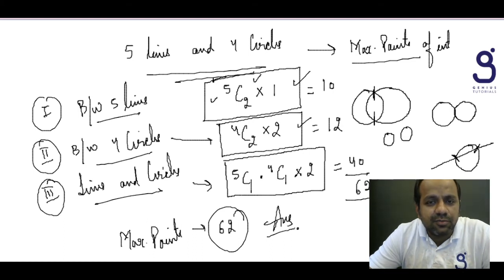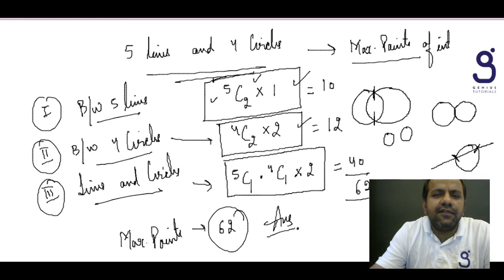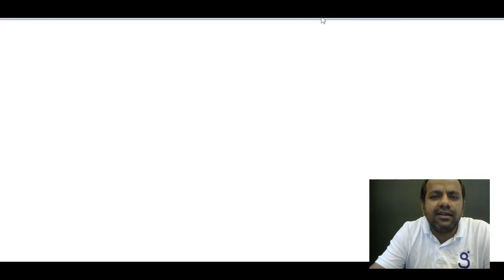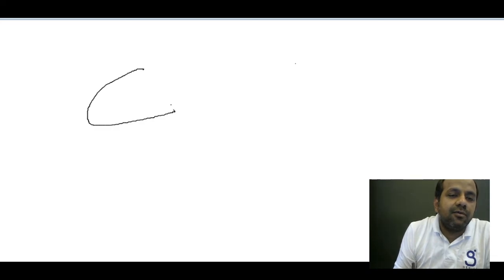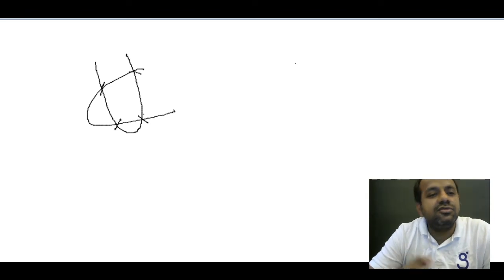Okay, I hope this concept is clear to all of you. And not only in the case of lines and circle, even if we have any other, let's say we have parabolas. So if I have one parabola and another parabola, what can be the maximum point of intersections? Yes, 1, 2, 3, 4. We can get at most 4 points of intersection between two parabolas.